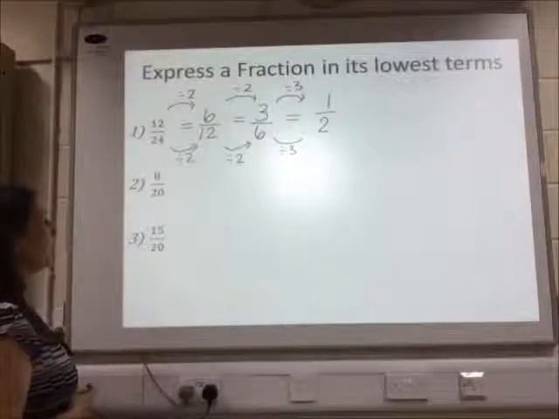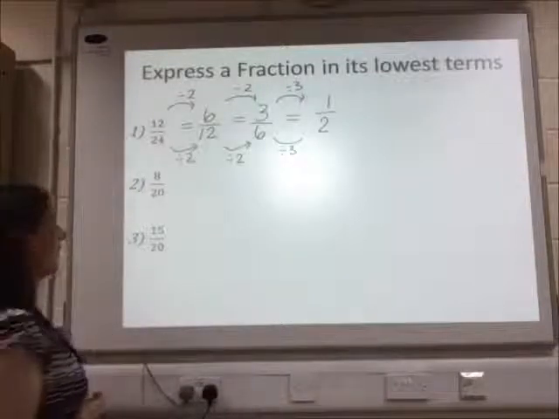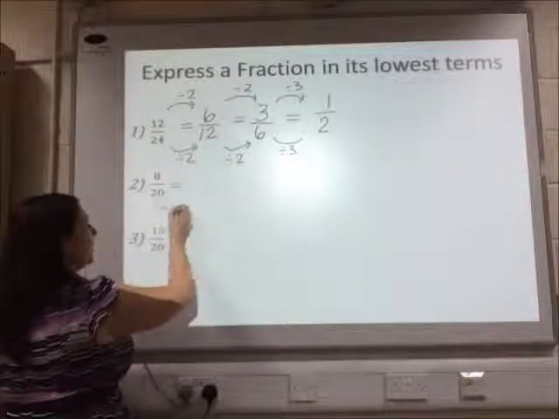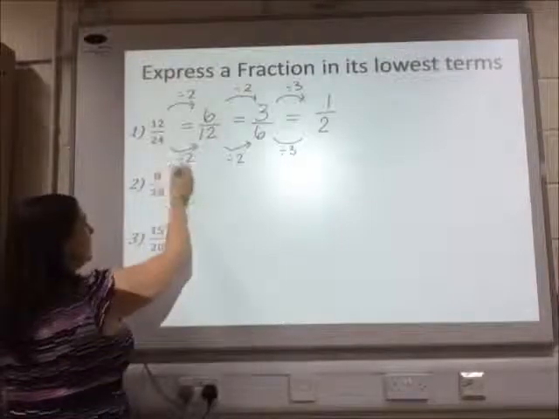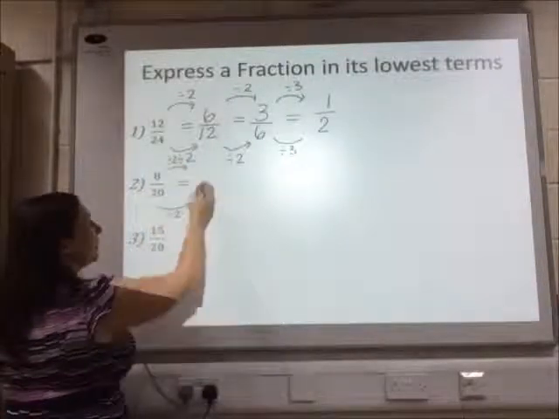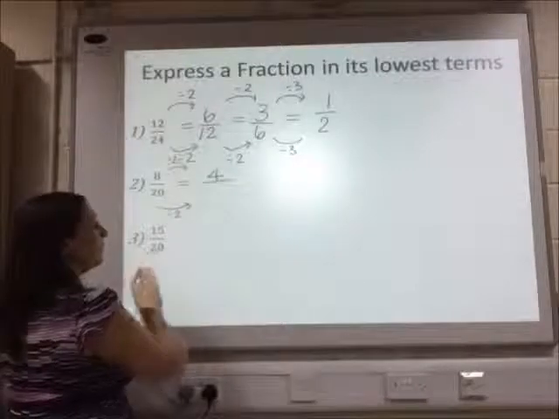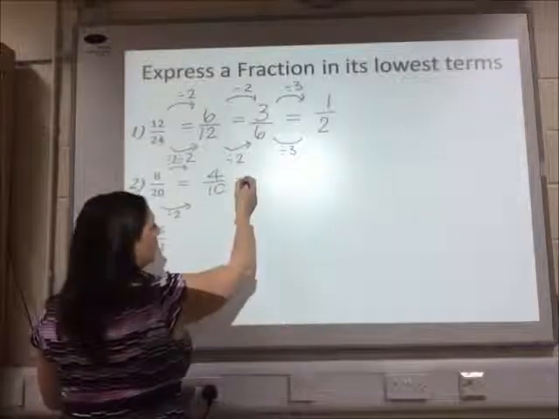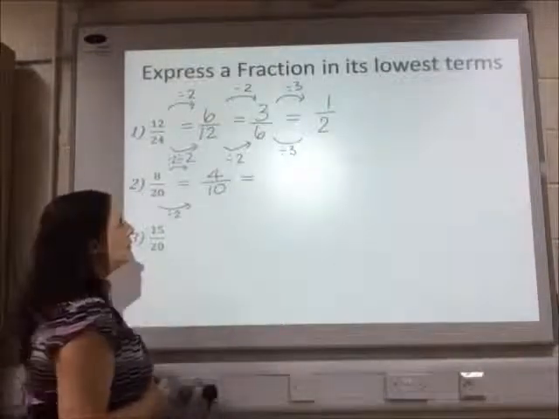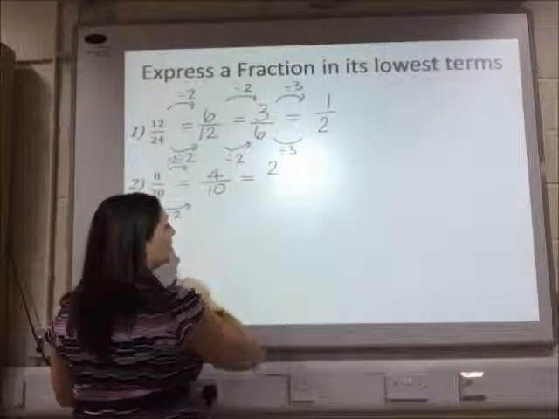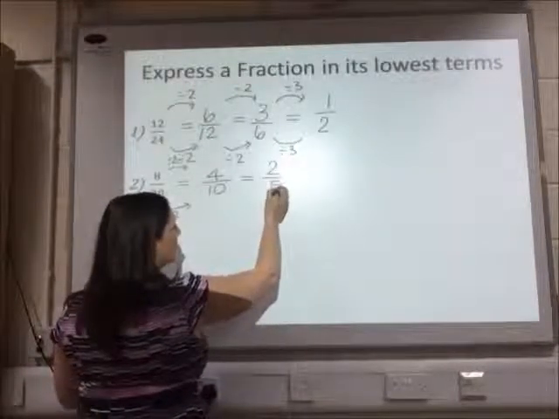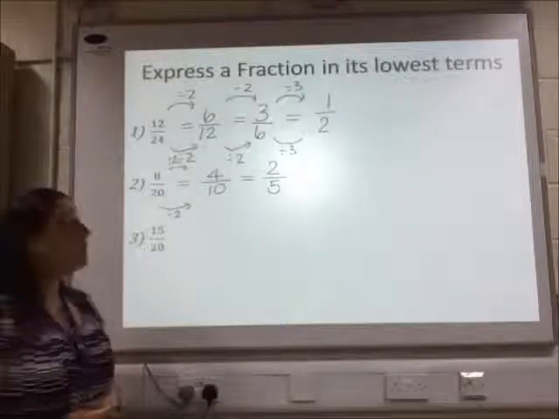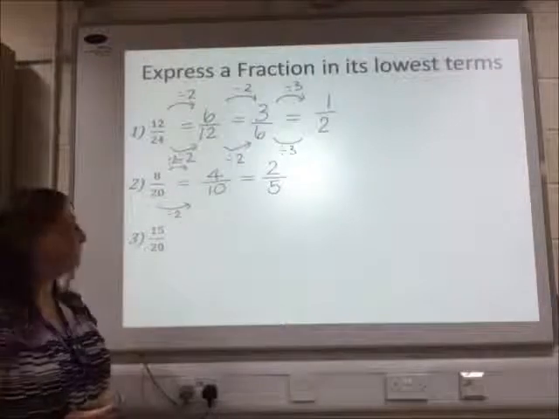If we look at question 2, we can do exactly the same again. Both numbers are even, and so both numbers will divide by the number 2. 8 divided by 2 will give me 4. 20 divided by 2 will give me 10. Again, both numbers are even, so I'm dividing by 2. 4 divided by 2 is 2, and 10 divided by 2 is 5. 2 over 5 have no numbers in common, and so this is my final answer.